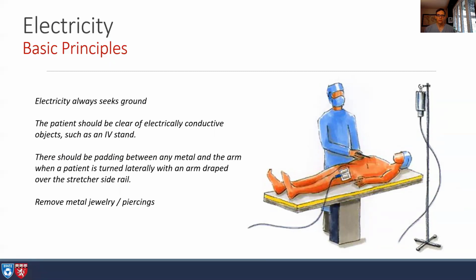Back to our basic principles. Electricity always seeks ground. The patient should be clear of electrically conductive objects such as the IV stand, the bed rails, etc. There should be padding to avoid accidental contact. Remove any metal jewelry and piercings.